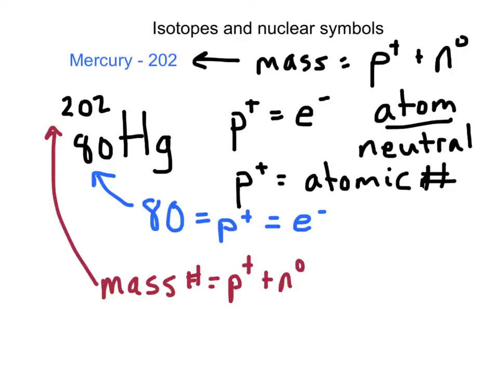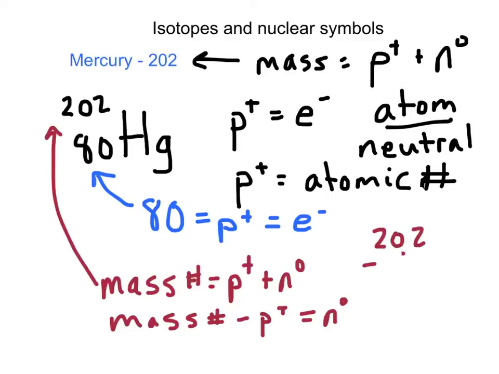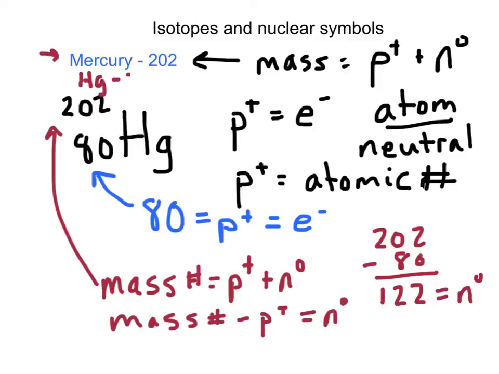So if I want to find the number of neutrons, then I take the mass number and I subtract the number of protons, and that will give me the number of neutrons. So here I'm going to take 202 minus 80, and I get 122, and that is my number of neutrons. And you need to be able to do this for any symbol that you're given. Now, they might give it to you like it is right here, or they might just say Hg-202. Same thing. When they give you a number, they're giving you the mass number.